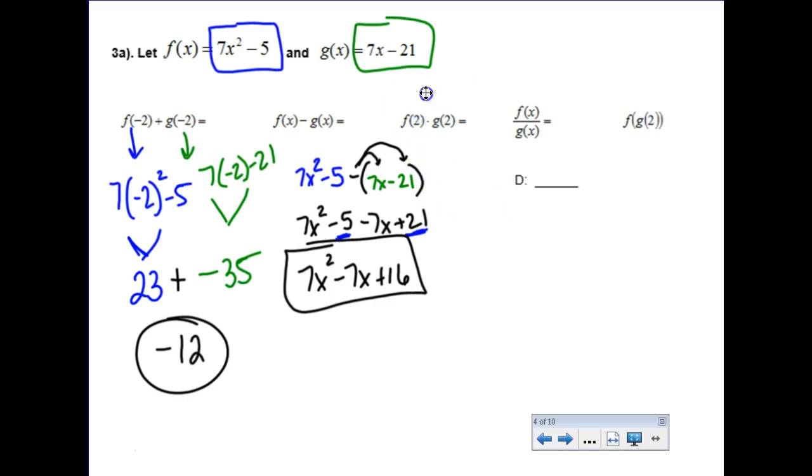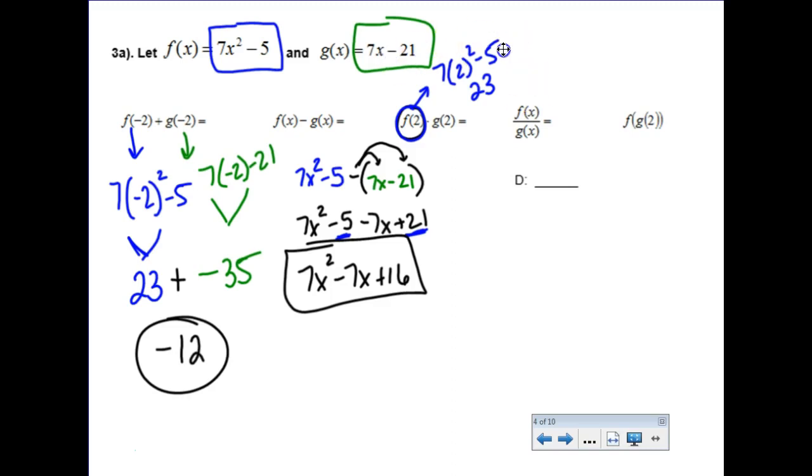So I'm running out of space. I'm going to do my work up here. F of 2. So plugging in a 2 into function f. Now it's 2 this time, not negative 2, so don't steal your answers from over here. So 7 times 2 squared minus 5. This does happen to give you the same 23.